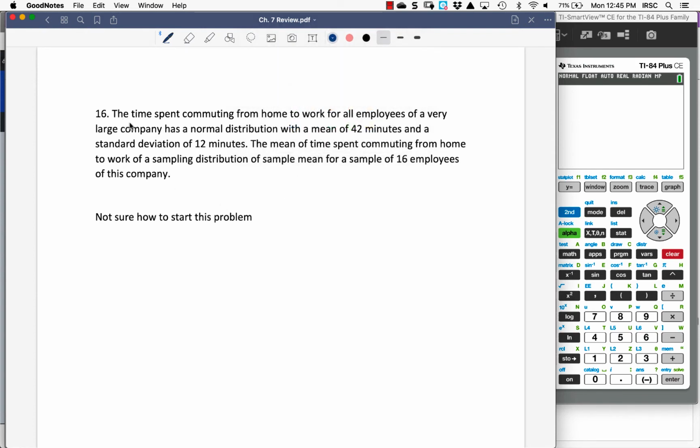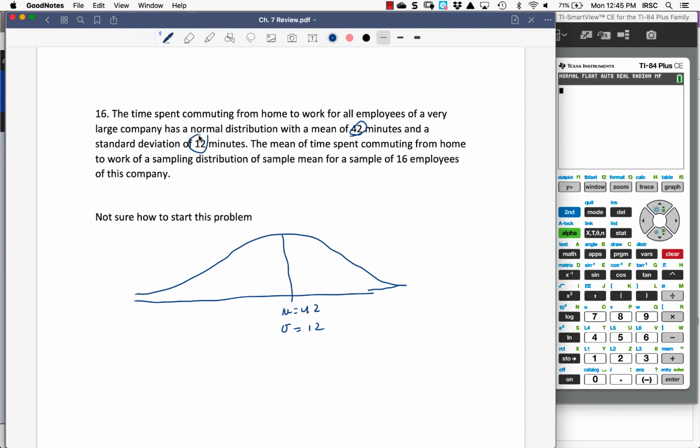So for 16, the time spent commuting from home to work for all employees of a very large company has a normal distribution. That means we can draw the picture with a mean of 42. We should put the 42 right in the middle, much like the problems we did earlier, and a standard deviation of 12. Okay, so there's this guy here and this guy here. The mean of time spent commuting from home to work at a sample mean for a sample of 16, so n equals 16 employees of this company.